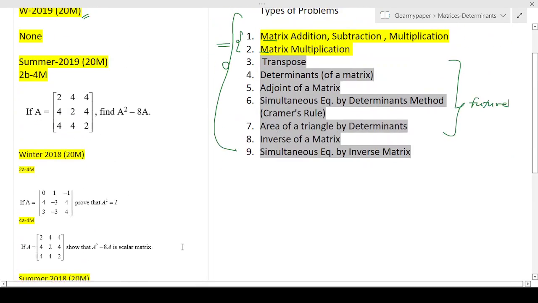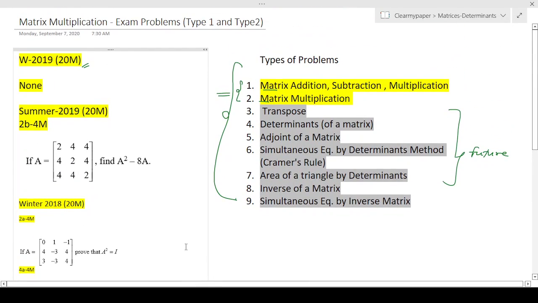So let's do a quick cursory glance at the typical problems which fall into type 1 and type 2, based on the questions that we see. In winter 2019, no questions came in type 1 or type 2, so we don't have to worry. In summer 2019, this question has come: if A is equal to this matrix, find A square minus 8A. By the question itself, we know that there is no answer given. We don't know the potential answer, and we know this is going to be time consuming. This is for 4 marks.